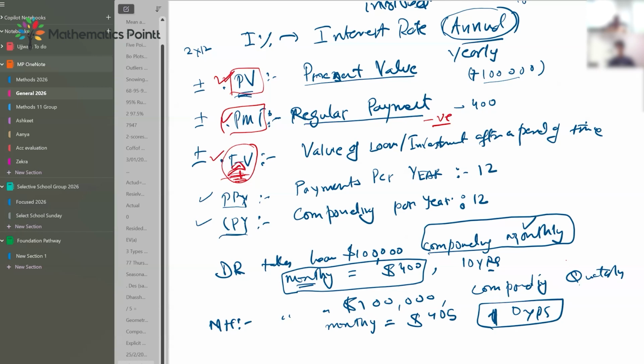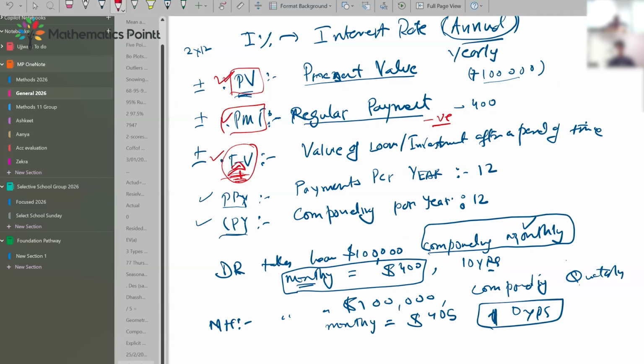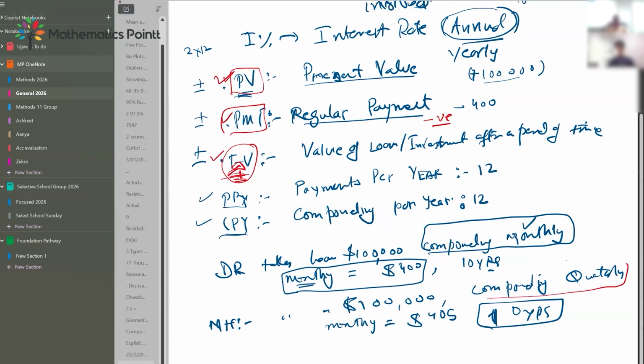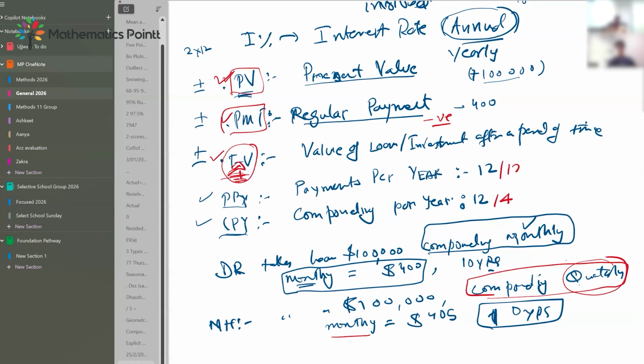Now, for Mehul, how many times is compounding happening in a year? 4. It is compounding quarterly. So for Mehul, CPY becomes 4, compounding per year. But he ends up still paying monthly. His PPY remains 12. So that is the difference between CPY and PPY. Otherwise, if they copy paste, they should have been the same value.